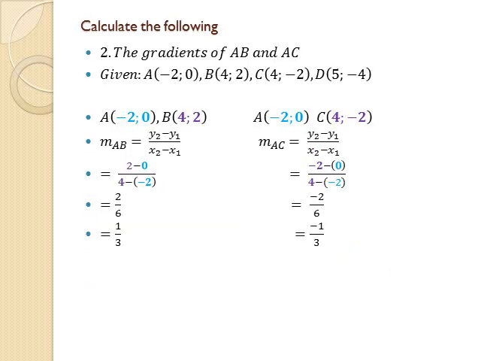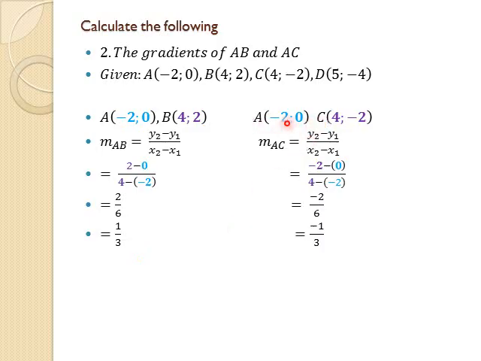Right, let's look at the next. Calculate the following. In the first lesson we did gradients. So the gradients of AB and AC, given A (-2, 0), B (4, 2), C (4, -2), D (5, -4). The gradient of AB equals y2 minus y1 over x2 minus x1. My y value is 2 minus 0, my x value 4 minus minus 2. So that gives me 2 over 4 plus 2, which is 2 over 6, which simplifies to 1 over 3.